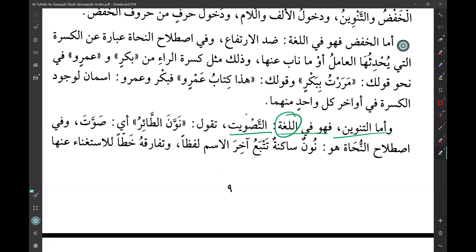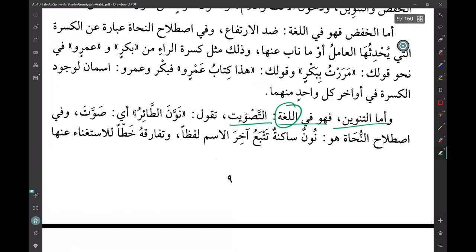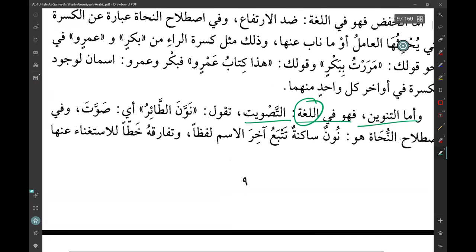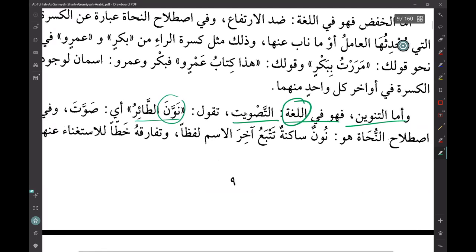No. I think I should explain a few more things about tanween before we wrap up, because this is the only thing I want to spend a little more time on. So linguistically, tanween means tasweet, to make a sound. For example, you can say nawana at-ta'iru. So the bird is making sound. So nawana is the same thing as tanween. You guys are probably wondering where's the tanween. Nawana is the tanween.